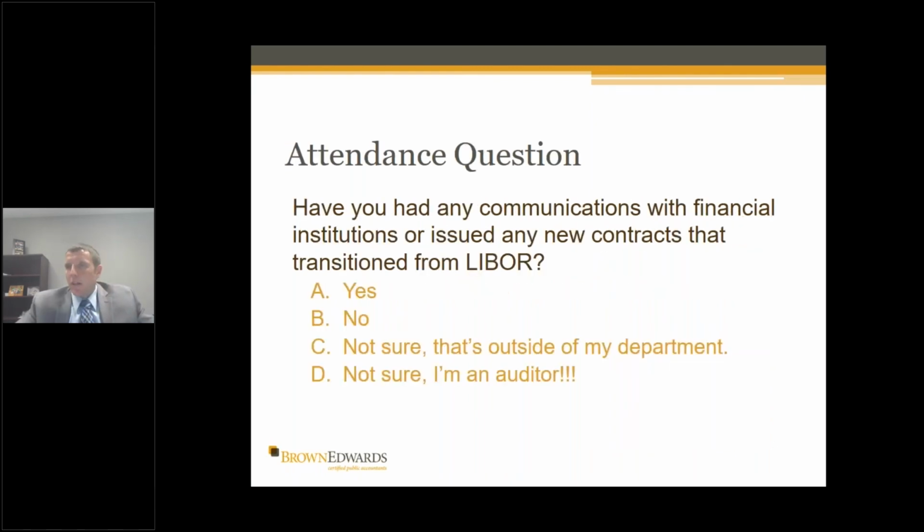And now we'll launch our third and final polling question for this session. That question is, have you had any communications with financial institutions or insurers or issued any new contracts that transition from LIBOR? Would you say yes, no, not sure, my department doesn't handle that, or I don't know, I'm just an auditor? Launching the poll.